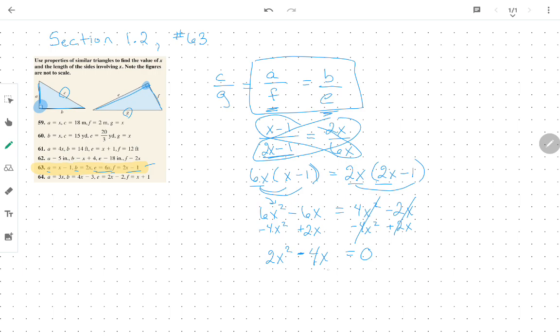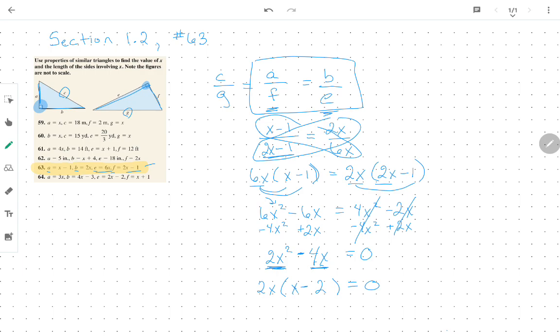Now, remember when I factor, I want to look for GCF first, to make those numbers smaller and easier to work with. So here I see a common factor of 2, there's a 2 in both of those, and there's an x. So I can factor out a 2x. So this piece divided by 2x leaves me with x and minus. And then this piece divided by 2x leaves me with just 2.